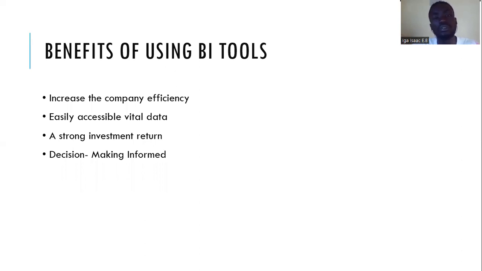By all means, when you use these business intelligence tools and you're making better decisions, the company picks up efficiency because you're working better and saving a lot more time and making decisions which are strategically right. And then the second one is easily accessible vital data. Business intelligence tools make it very possible that everyone who is mandated to access data is able to access it.